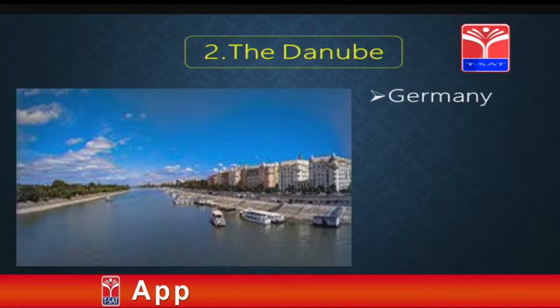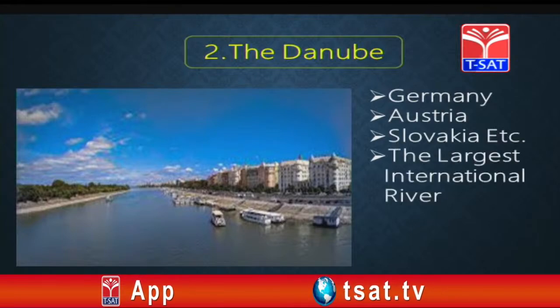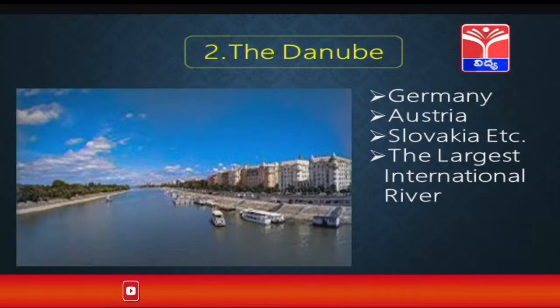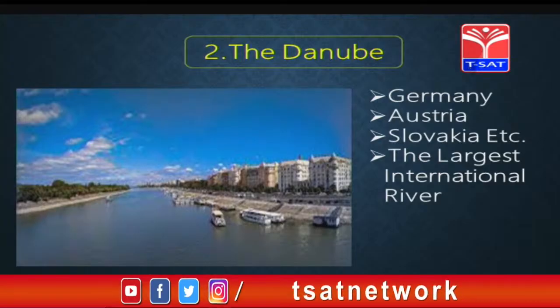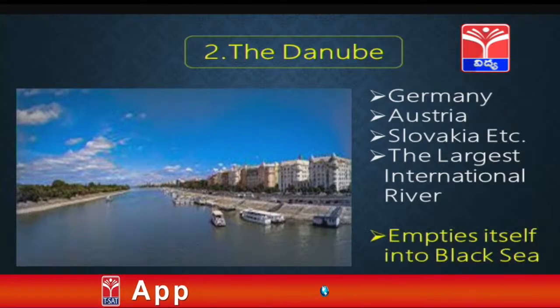The Danube river is also called the largest international river. It flows through Germany, Austria, Slovakia, etc. It is called the largest international river because it flows through 10 countries. It empties itself into the Black Sea.